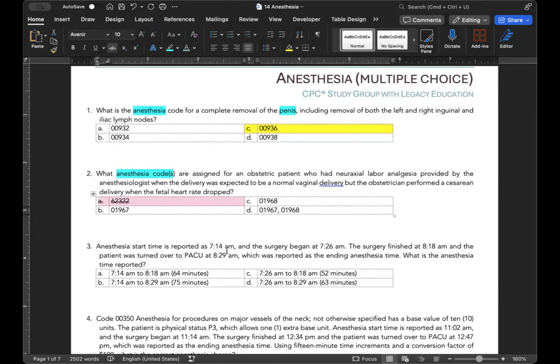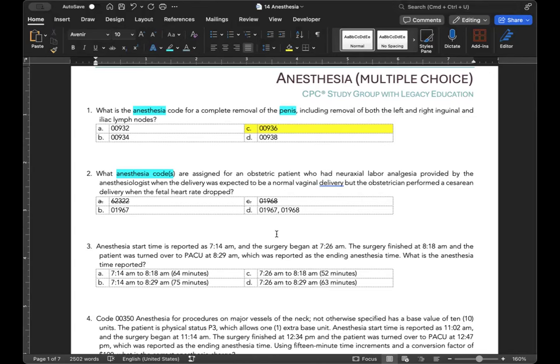Okay. So then we have two options that have 01967 and two options that have 01968 since they're right there next to each other. Let's go take a look at those codes. So right off the bat, we see that 01968 is an add-on code, so we should not report that one by itself. And then we need to decide, do we need both 01967 and 01968, or should we only report 01967?